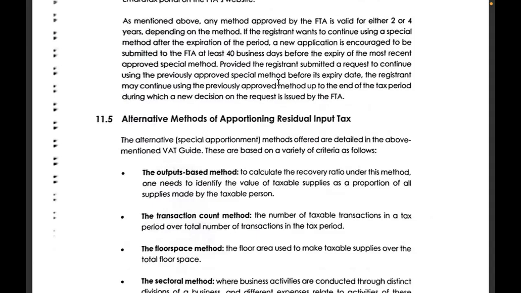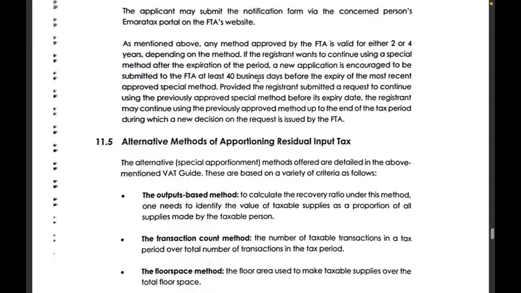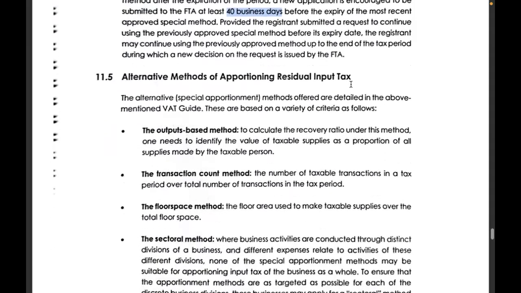But we need to remember the 40 business days period. We should never forget this: before completion of the 2 or 4 years for which the approval was granted, while there are still 40 business days remaining, we should go back to FTA and remind them that, look, we are using this method. Can you please approve it for another 2 years or 4 years, as the case may be?